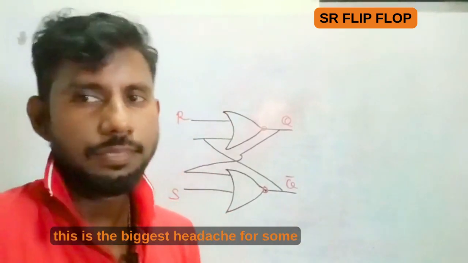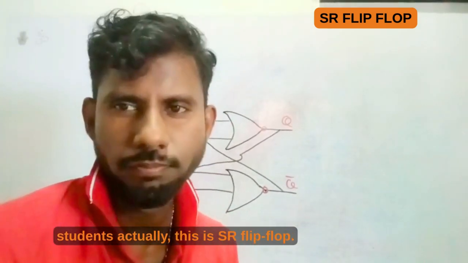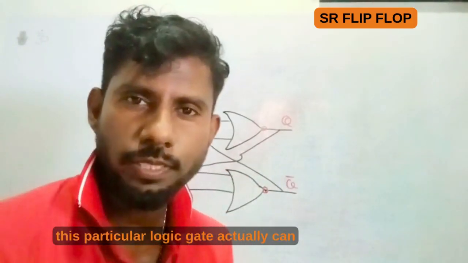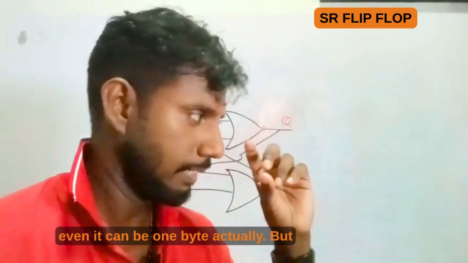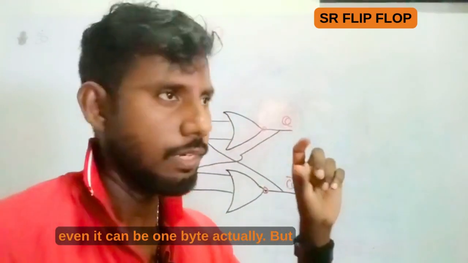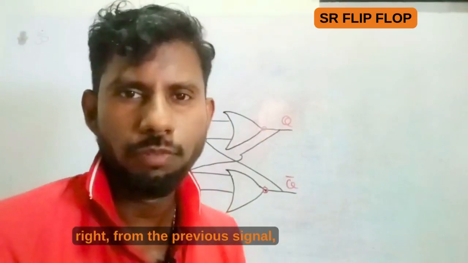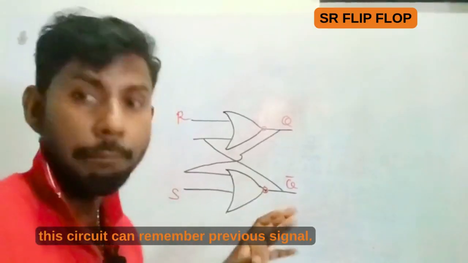This is the biggest headache for some students actually. This is the SR flip-flop. Right. This particular logic gate actually can store certain data, 1 digit actually. It can be 1 bit actually. 1 or 0, it can store, right? This circuit can remember the previous signal.